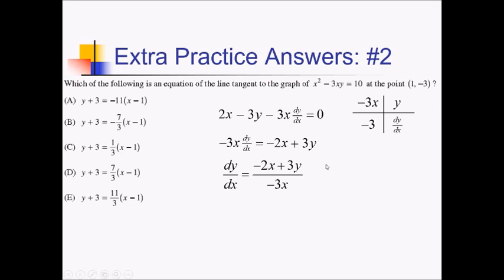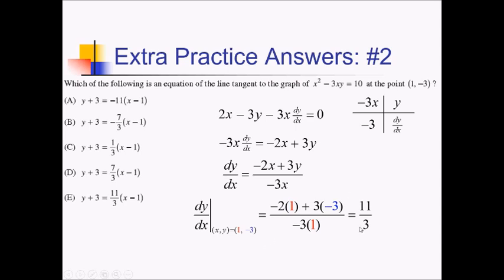We need a number. So we're going to plug this point now, 1, -3, into this dy over dx. So doing that, I've got -2 times my x value of 1 plus 3 times the y value -3, all over -3 times the x value 1. So that's going to be, let's see here, this is -2 minus 9 upstairs, so -11 up there. And we have a -3 downstairs, so 11 over 3 if we cancel out those negatives.